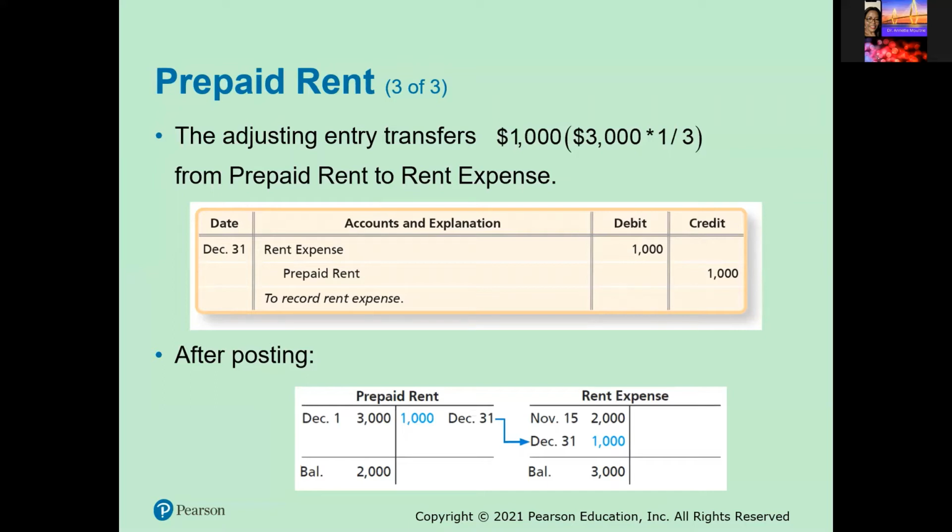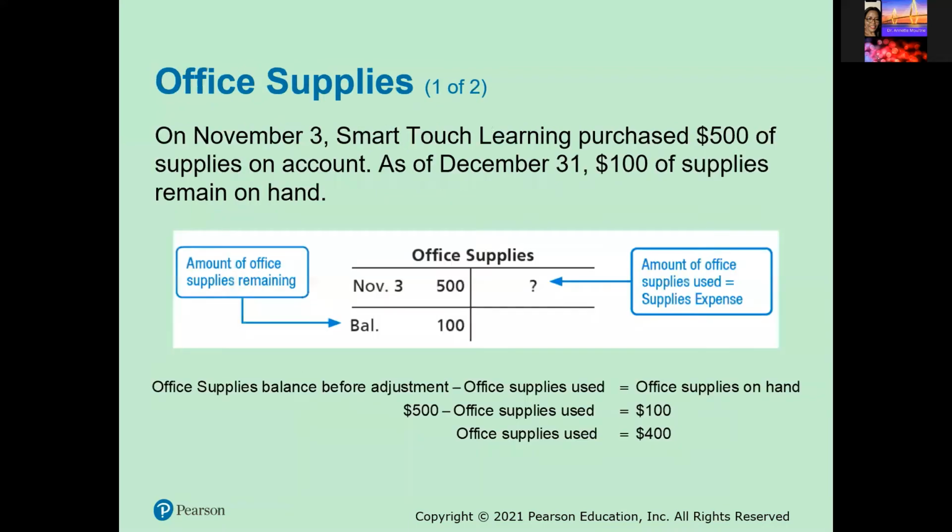So how do you get that $1,000? It's the $3,000 times 1/3, or 1/3 of that amount. So here you see prepaid rent is an example of an asset that was overstated prior to journalizing and posting the adjusting entry. Office supplies.